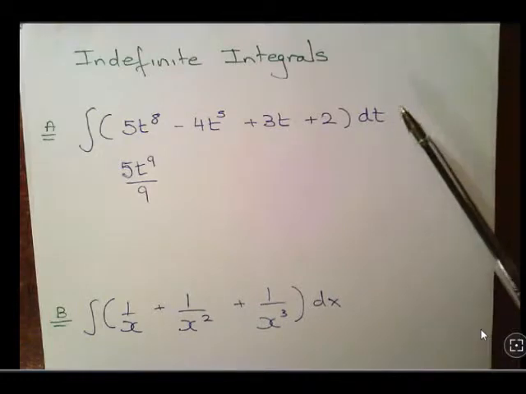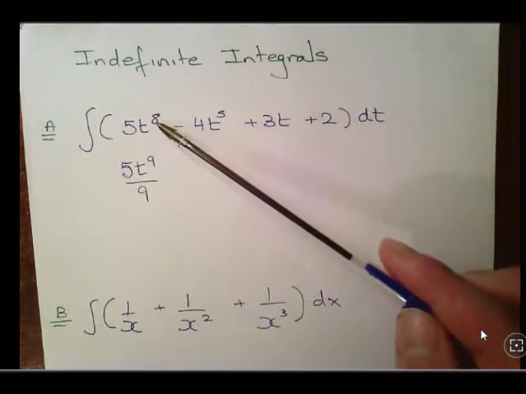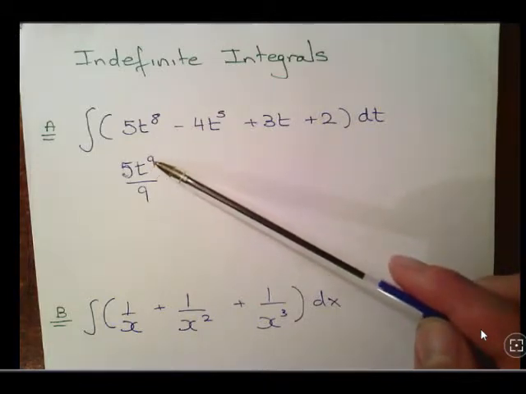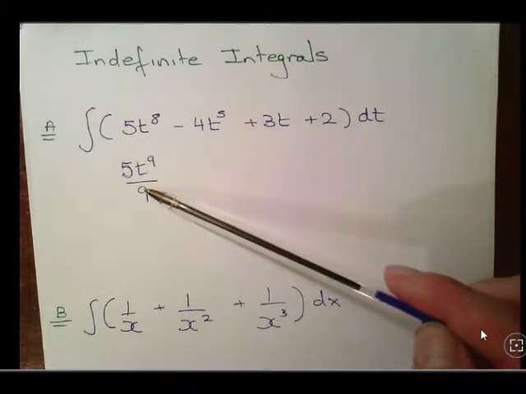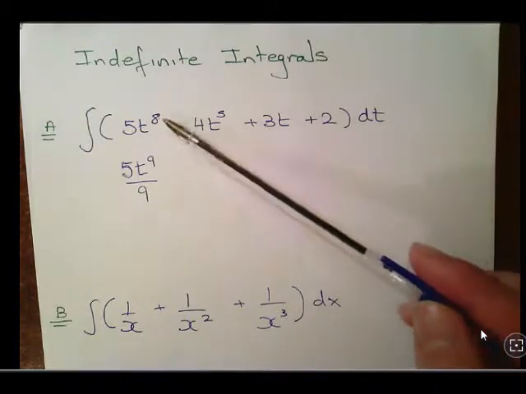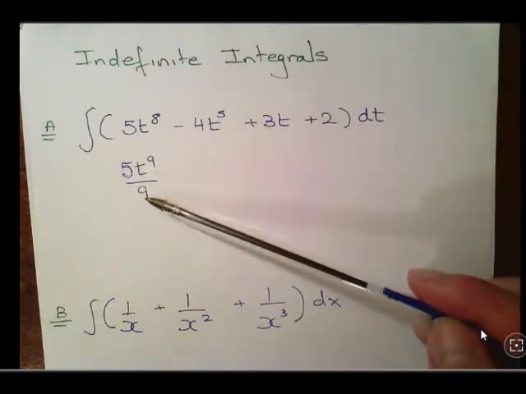Okay, so what we're going to use here is the power rule. We'll start us off here. t to the power of n, in this case, is t to the power of 8, and the integral of that is t to the power of n plus 1, so in this case that's 9, which is 8 plus 1, over n plus 1, which is again 9. Just disregard the 5 for a second. The integral of t to the power of 8 is t to the power of 9 over 9.